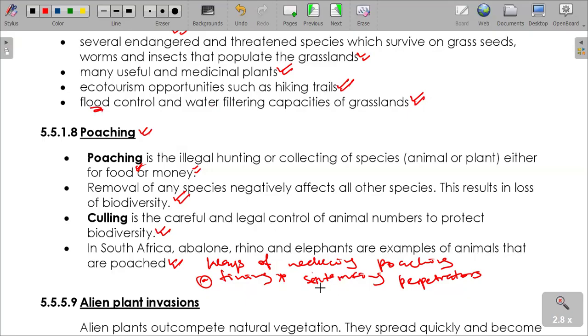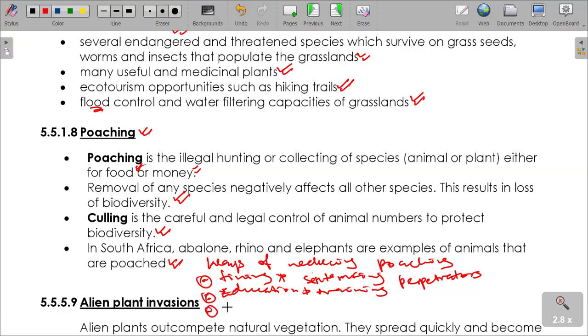We can talk about education and training of people. People must be trained, so that they can understand the importance of endangered species. Endangered species are species which are at the verge of extinction. So if people are taught about their importance, they cannot continuously poach and kill them.